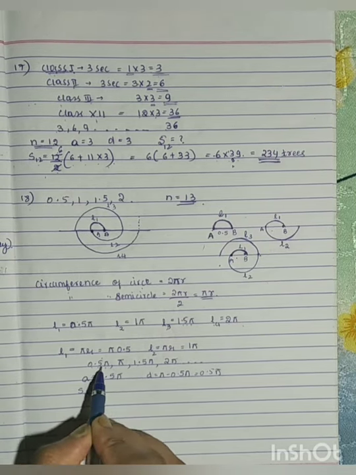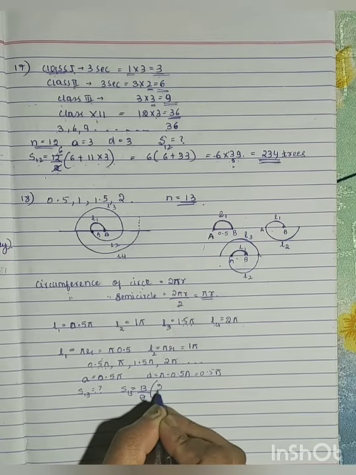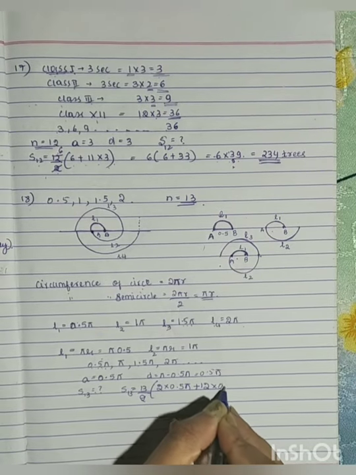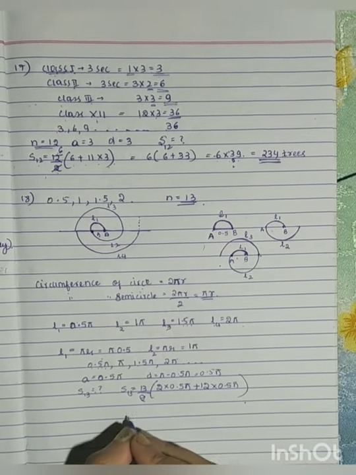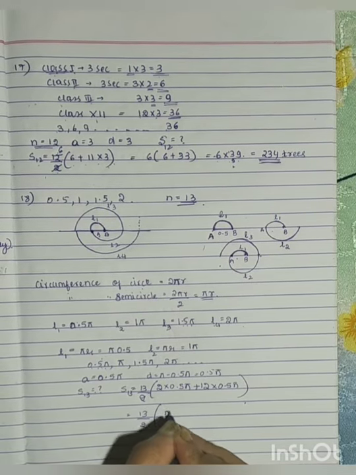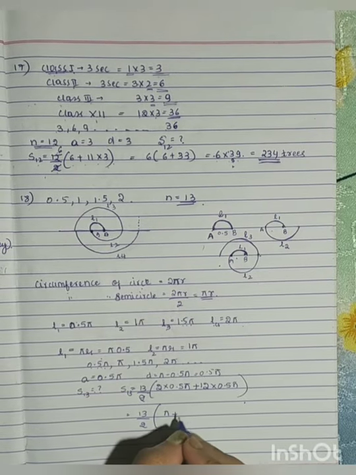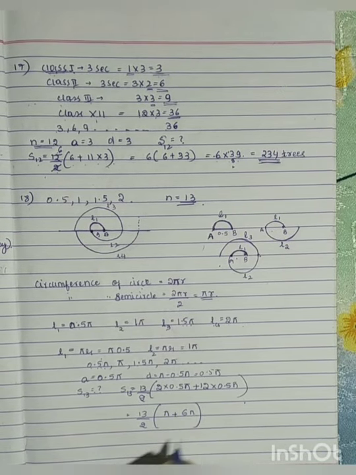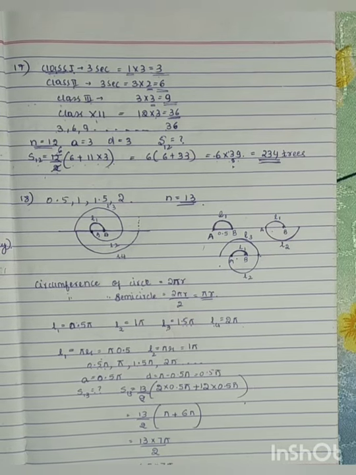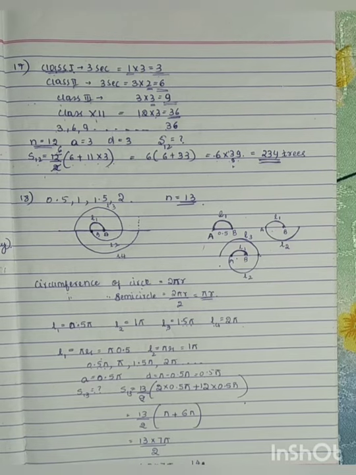S13 is nothing but N upon 2, that is 13 by 2, into 2 into A plus N minus 1, that is 12 into D. Okay. We will simplify it further. That is 13 by 2, into 2 into 0.5 is nothing but pi, plus 12 into 0.5 is nothing but 6 pi, that is 7 pi. So 13 into 7 pi divided by 2, which comes up to 6.5 into 7 pi, that is equal to 143 centimeter.